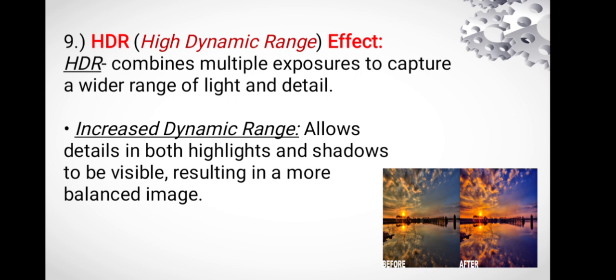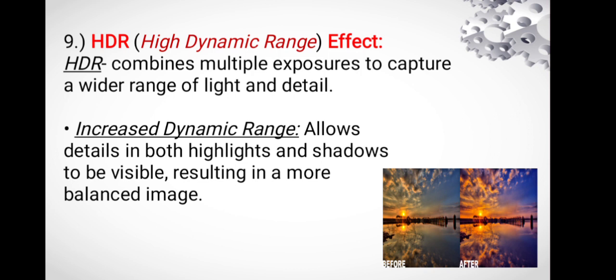Increased dynamic range. When you create an HDR image, you're essentially capturing a series of photos at different exposure levels, including some overexposed to capture details in shadows and some underexposed to capture details in highlights. By combining these exposures, an HDR image allows details in both the brightest highlights and the darkest shadows to be visible in the final photograph. This results in a more balanced image with a broader range of tonal values.